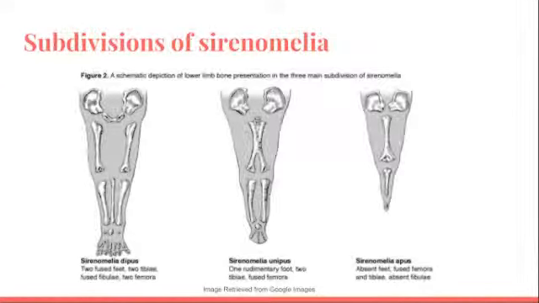There are three main subdivisions of Sirenomelia, and that's based on where the bones are fused together. The first is Sirenomelia dipus, the second is Sirenomelia unipus, and the third is Sirenomelia apus.